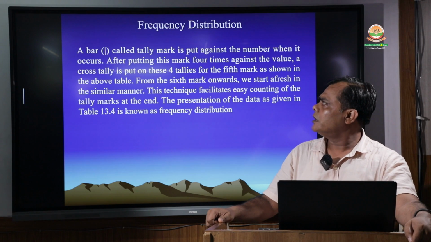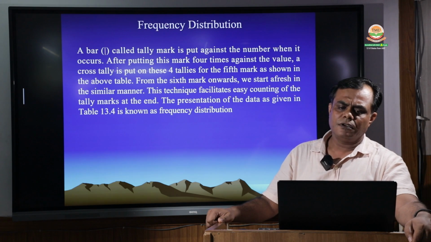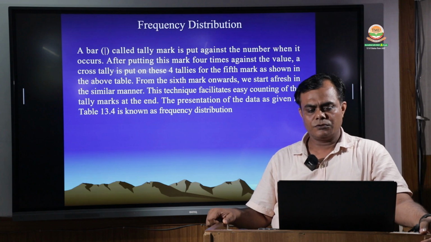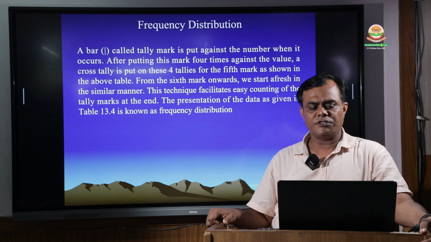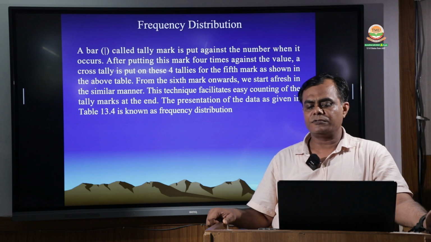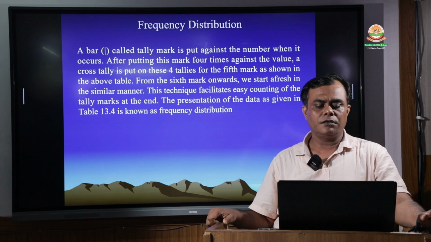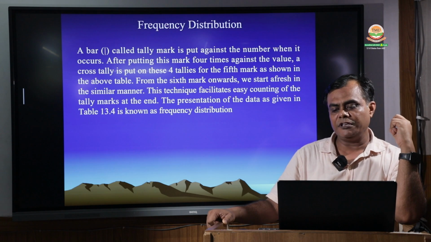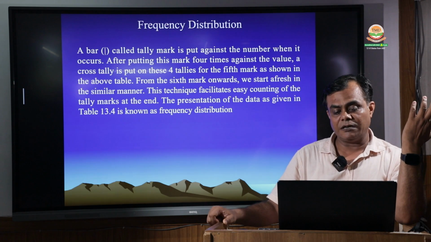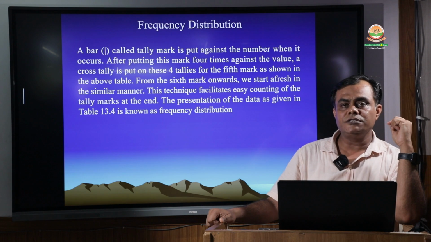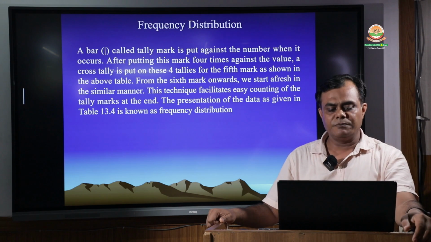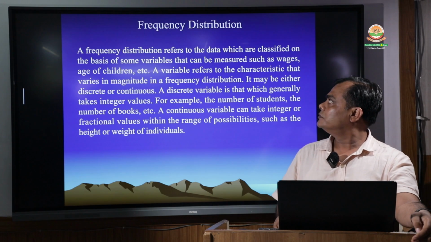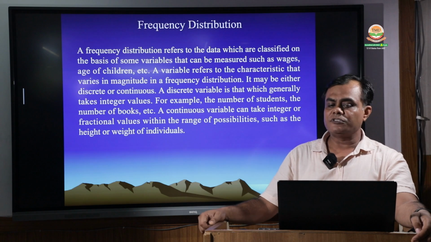Next is a bar called a tally bar. A mark is put against the number when it occurs. After putting four marks against the value, the crossing tally is put as the fifth mark, as in the above table, and from the sixth mark onward we start afresh in a similar manner. This technique facilitates easy counting of the tally marks at the end of the presentation of the data. So here is the frequency distribution.